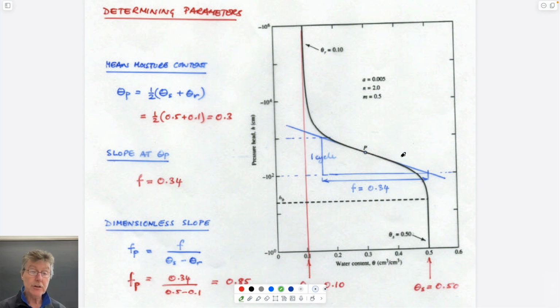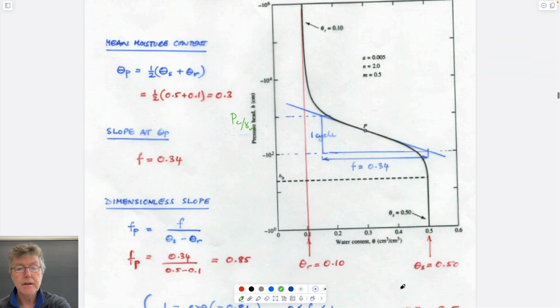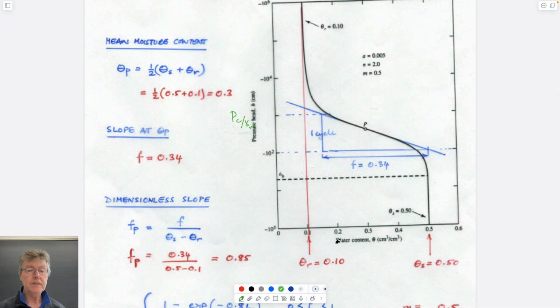So if you have this green curve, as we've drawn it in the past, this is pressure head, or this is PC over unit weight of water. This is volumetric moisture content. This is at saturation. This is at residual moisture content. This residual moisture content is 0.1. This saturation is 0.5. That means that the porosity is also equal to 0.5 by definition.